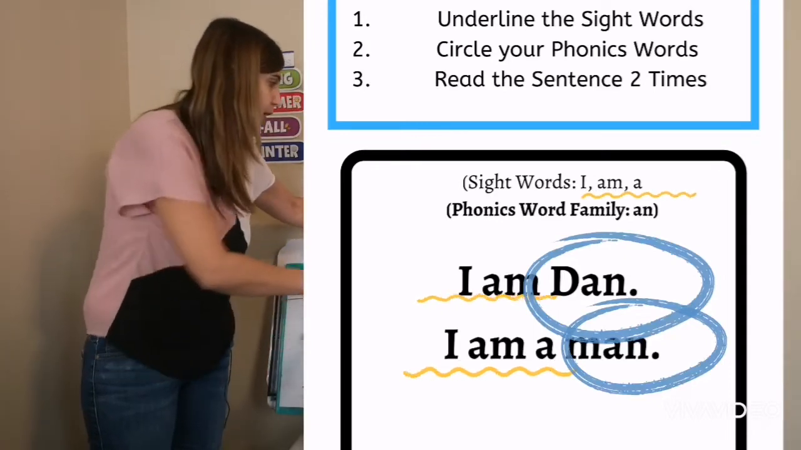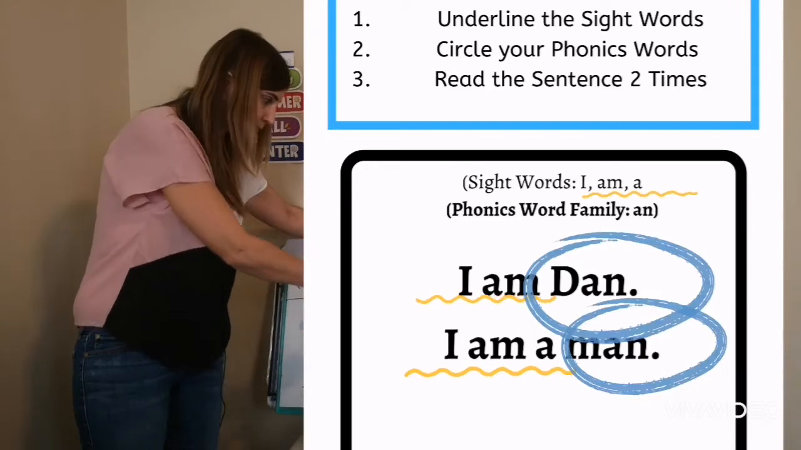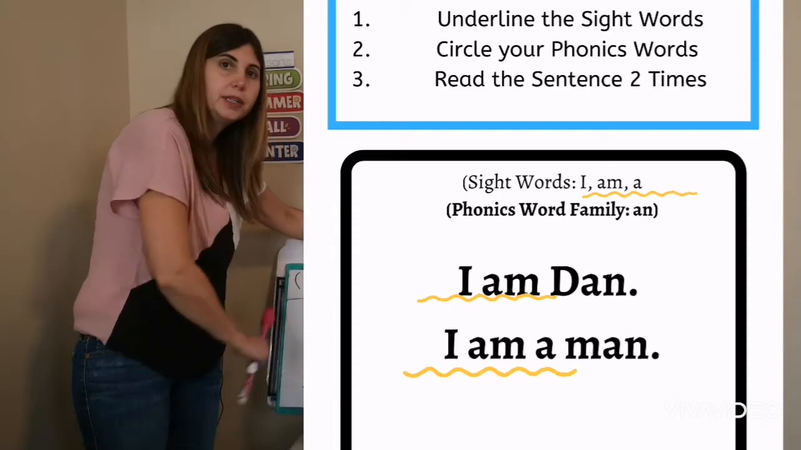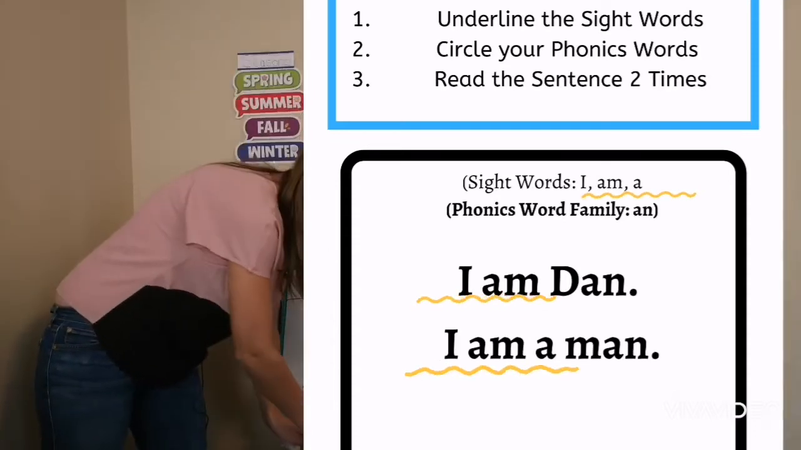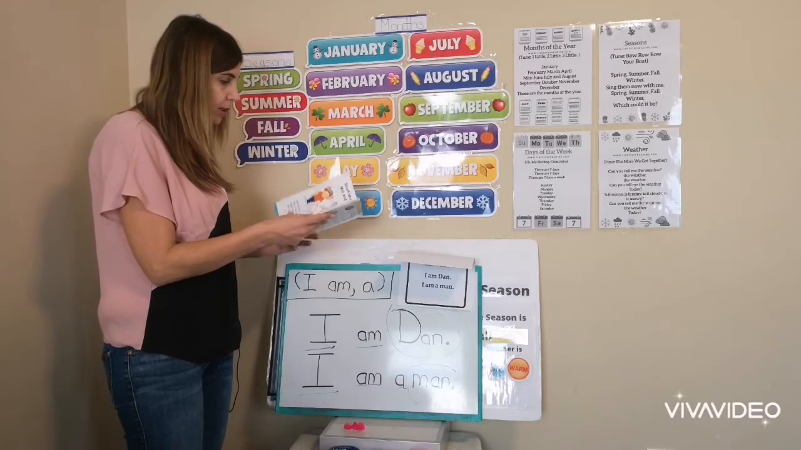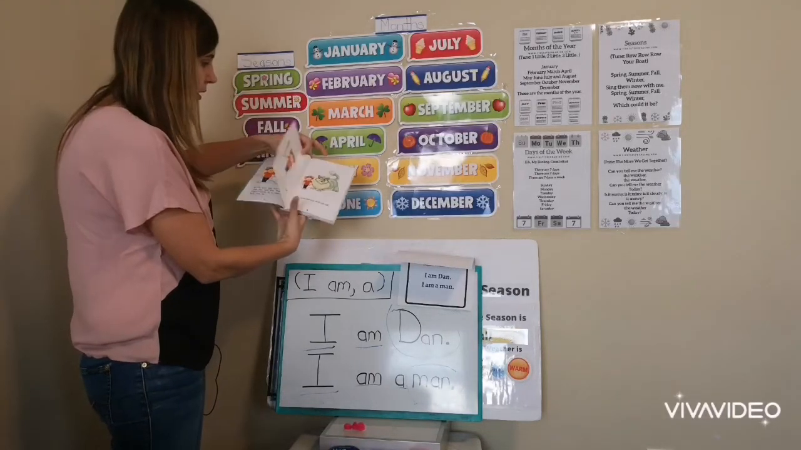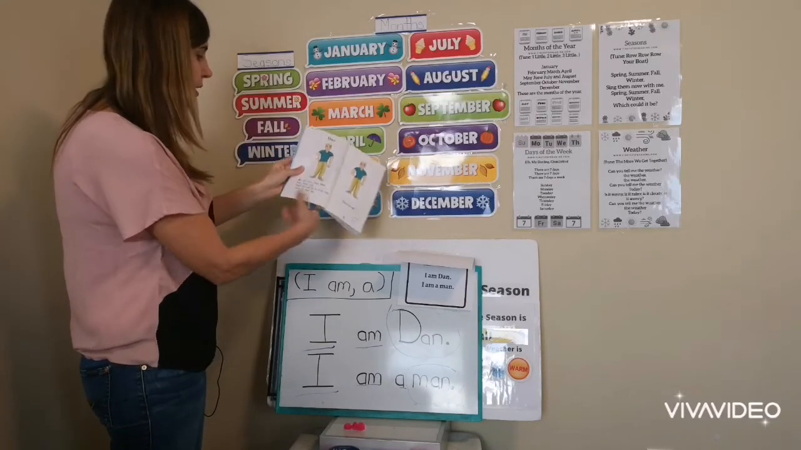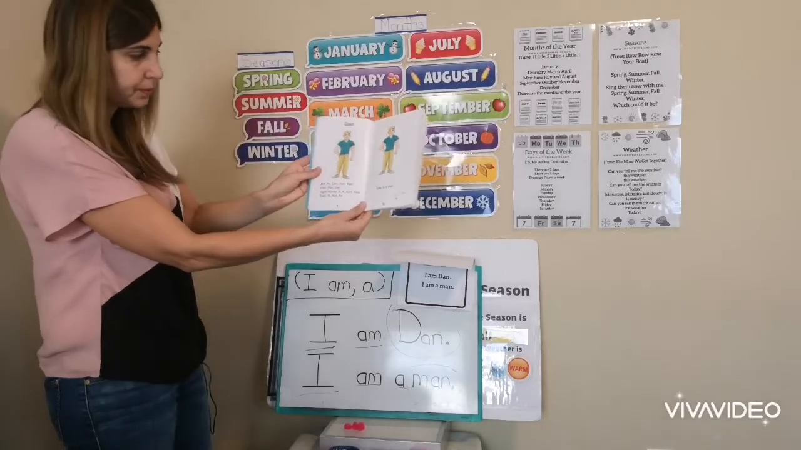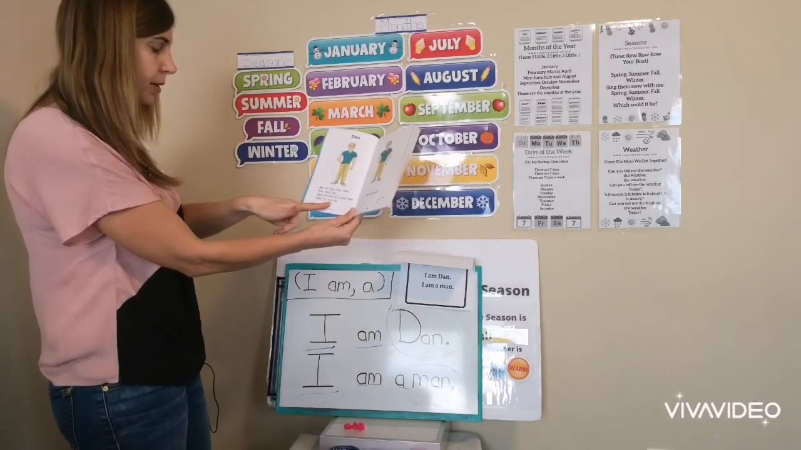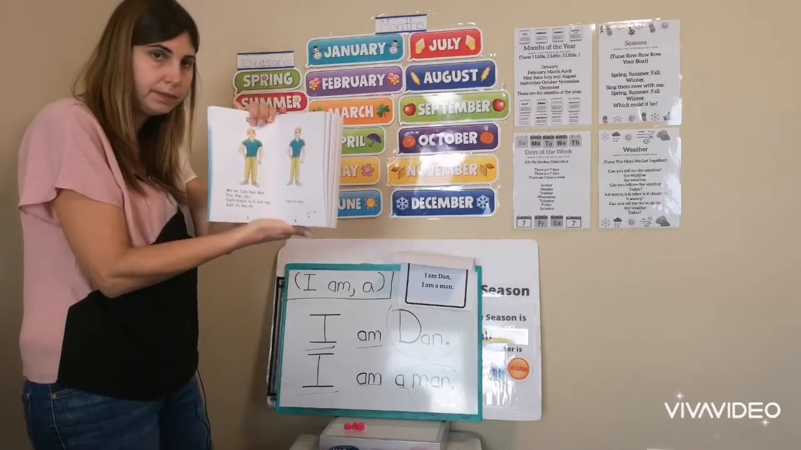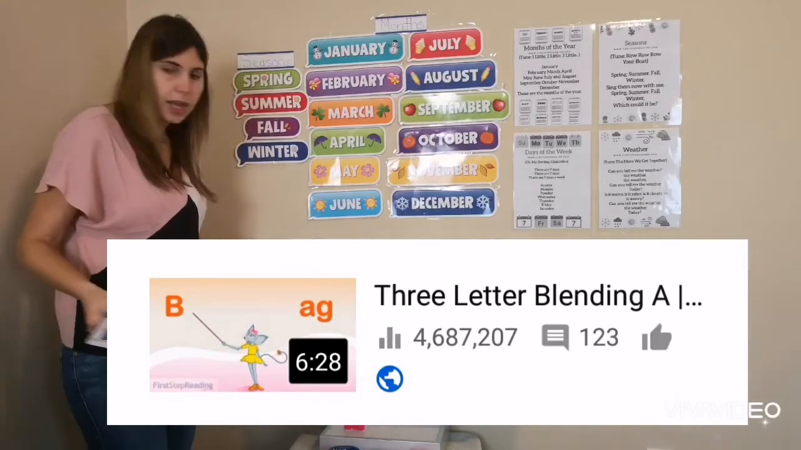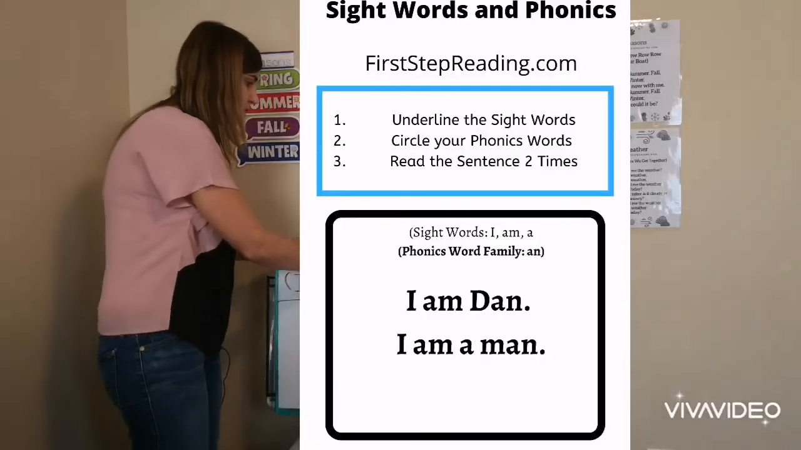So the instructions are on here. Read the sentence 2 times. It tells you what to do, and you can print and practice reading this sentence at home. You can watch the letter A videos, and this sentence is from Story 2, Dan. You will see your an words and your sight words here. So you can read Story 2 from Book 1. You can watch your 3-letter blending short vowel A videos, and you can read this sentence.